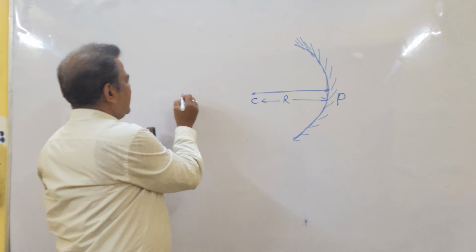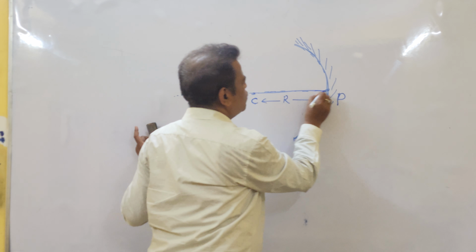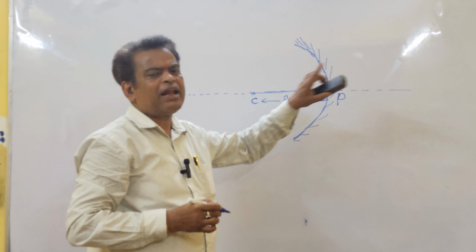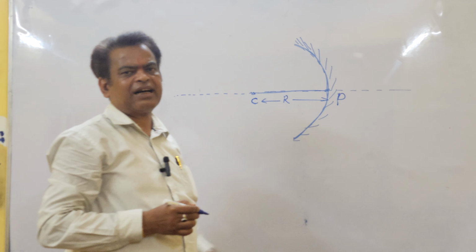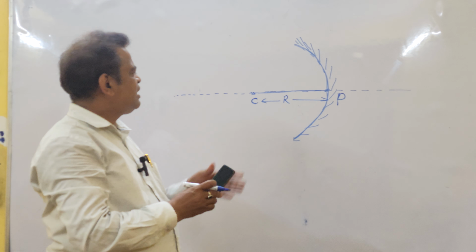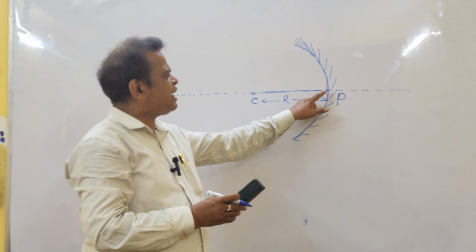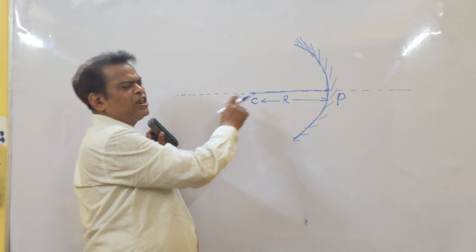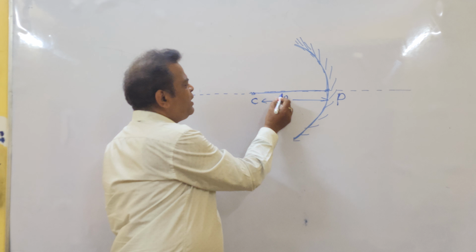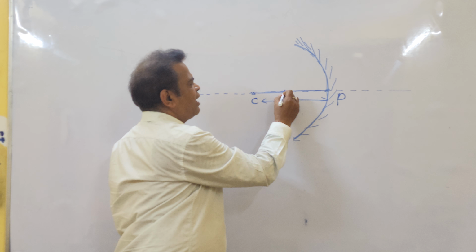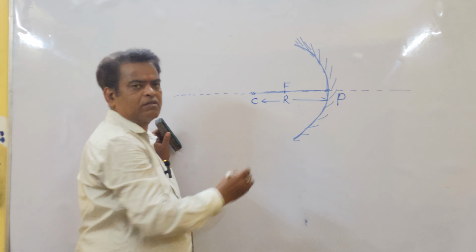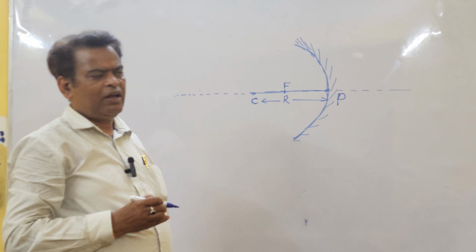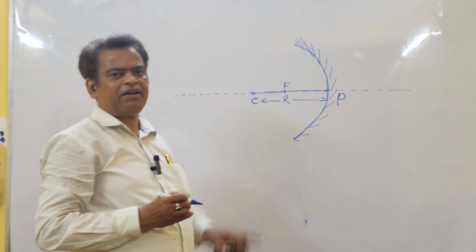And now again, a line drawn passing through the center of curvature and the pole of the given concave mirror is called its principal axis. This line is called its principal axis. So you see here, C is the center of curvature, P is the pole, capital R is the radius of curvature, and another point for this concave mirror, the middle point between C and P, is called its focus. F is the focus of the given concave mirror, and it is the middle point of C and P.